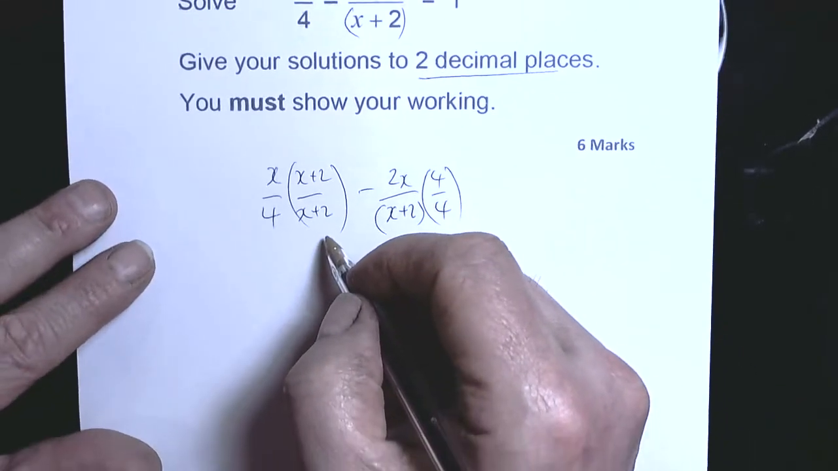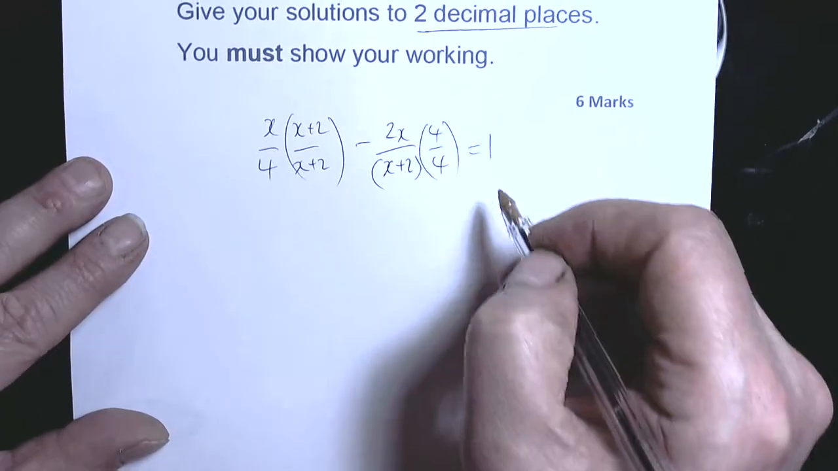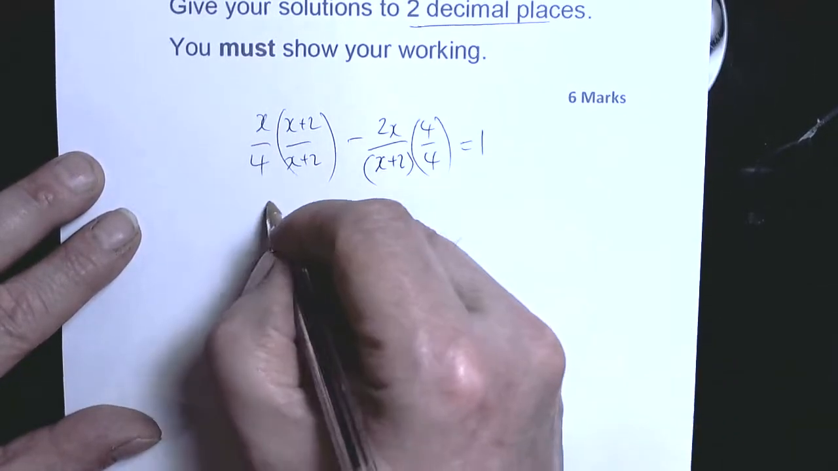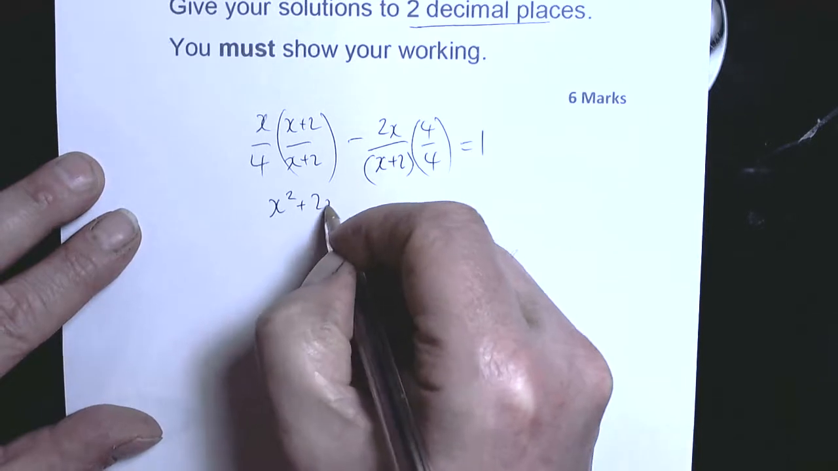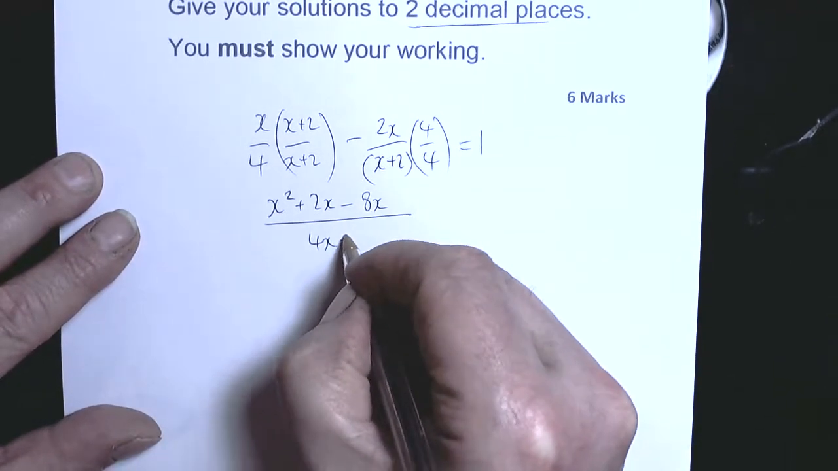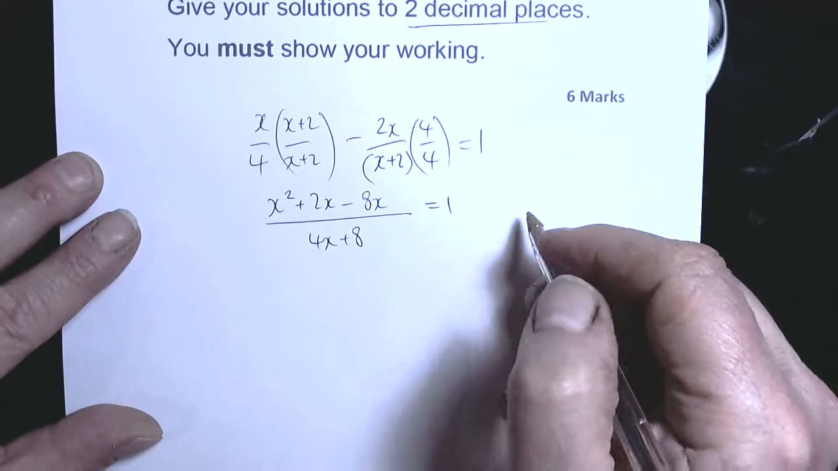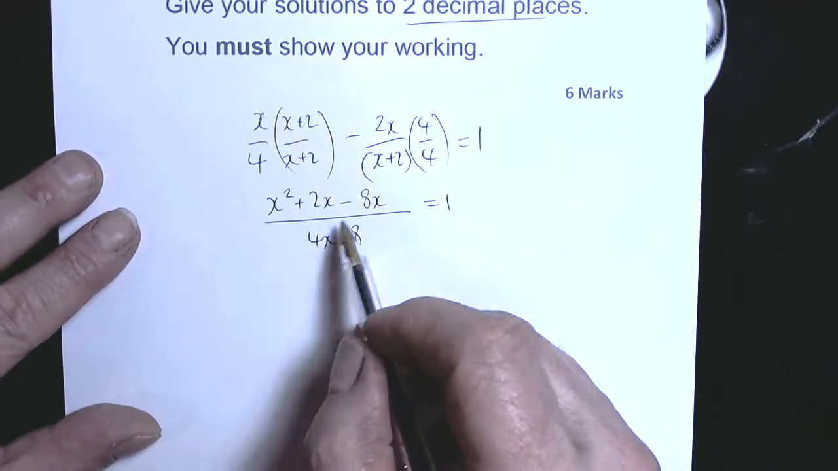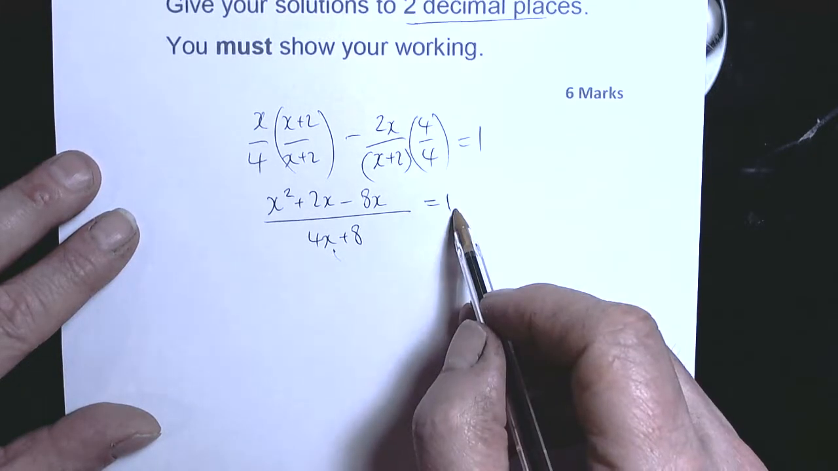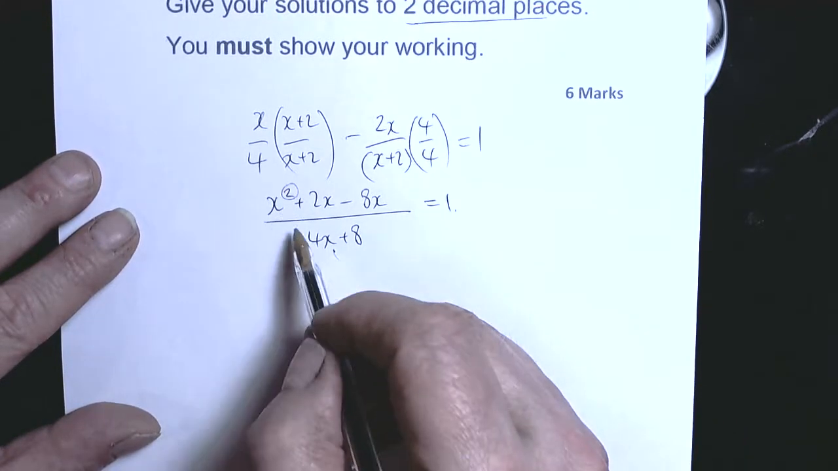And in doing that, we end up with a common denominator of 4 bracket x plus 2. That's going to be equal to 1, of course. So we're basically going to go through and multiply all this out. So we end up with x squared plus 2x, take away 8x, all over 4x plus 8. That equals 1. And we've now got a classic scenario that we have a denominator here to bring across by timesing, and then we've got a quadratic because of the power 2.